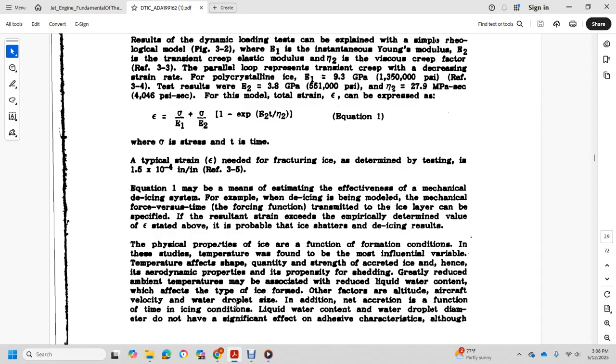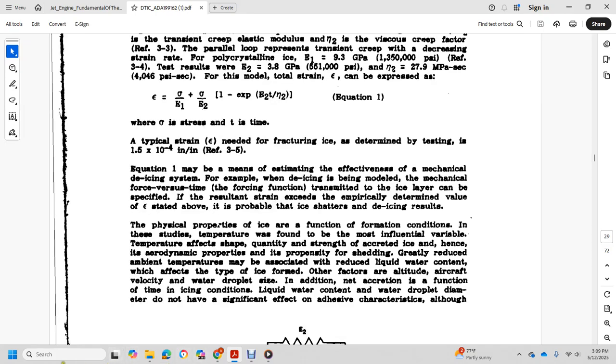The physical properties of the ice are a function of the formation conditions. In these conditions, temperature will be found the most influential variable, affecting the shape, quantity, and stress of the accreted ice, and hence the aerodynamic properties. The propensity of shedding is greatly reduced at low ambient temperature, which may be associated with a reduced liquid water content, which affects the type of the ice. Other factors are the attitude of the aircraft, the velocity, water droplet size, and in addition net accretion as a function of time and the icing conditions.